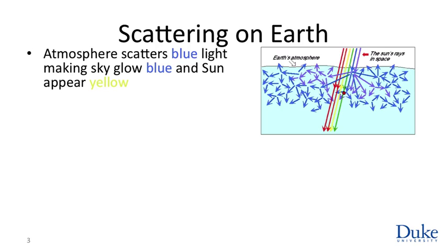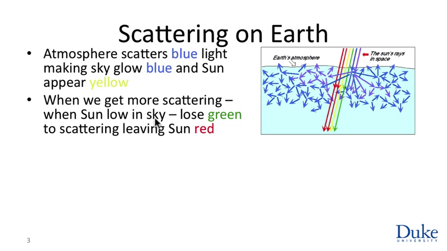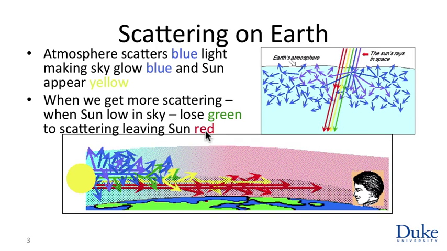And then, as we increase the concentration of scatterers, effectively making the atmosphere contain more impurities or be thicker, we saw when we got more scattering, we lost the green as well as the blue, and that left the sun looking distinctly red. And of course, the sun looks red to us at sunrise and sunset when it's low in the sky. The reason for this is both because at sunrise and sunset we're looking not through 100 kilometers of atmosphere, but through a few thousand kilometers of atmosphere.